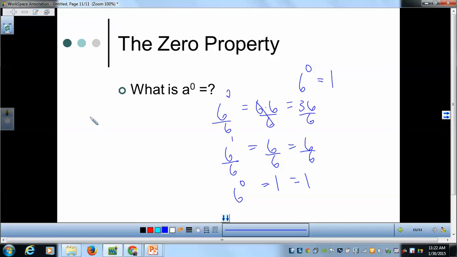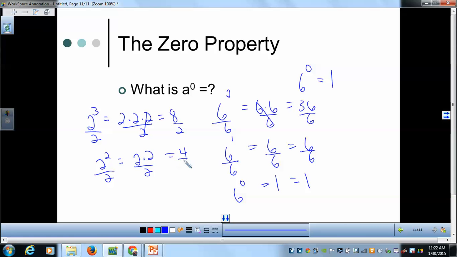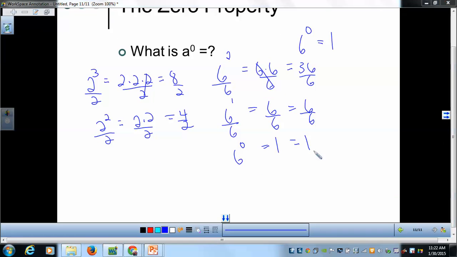If I show you one more example here, 2 to the third is 2 times 2 times 2, which is 8. So if I divide this by 2, you can see 8 divided by 2 is 4. That's gone, so I'm still left with 2, which is really 2 squared. Then I can divide everything by 2 again. Just move the screen down a little bit here. So 4 divided by 2 is 2. 2 divided by 2 is 1.